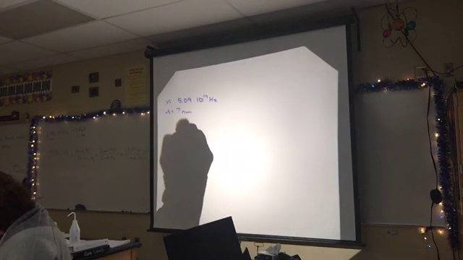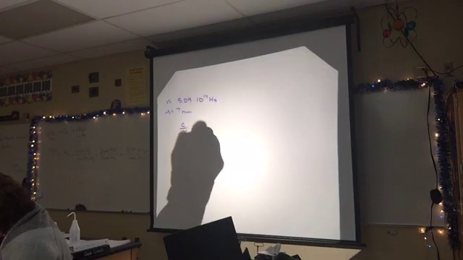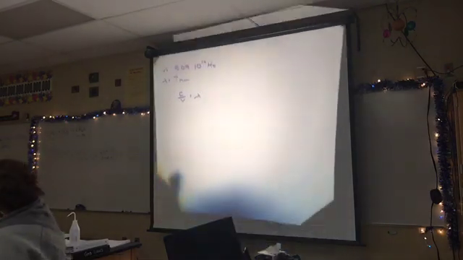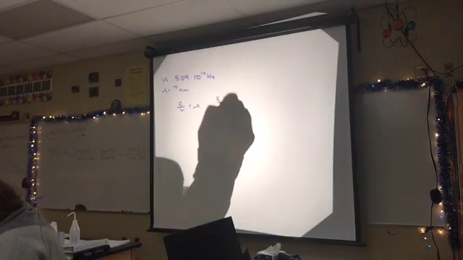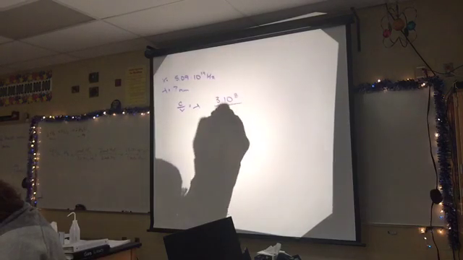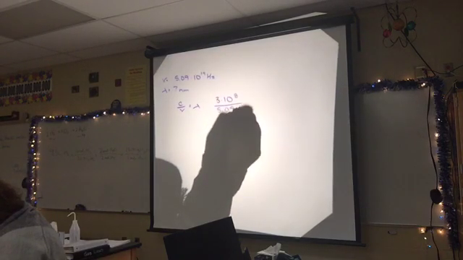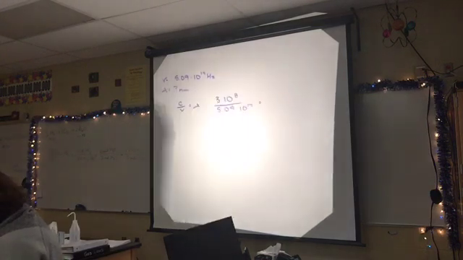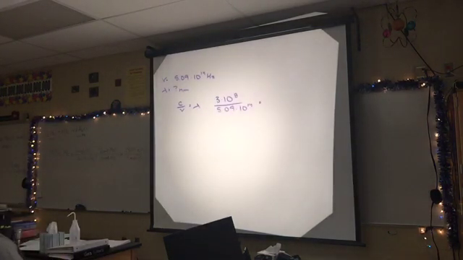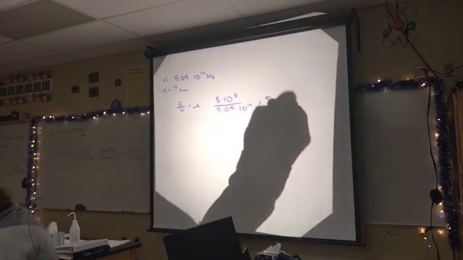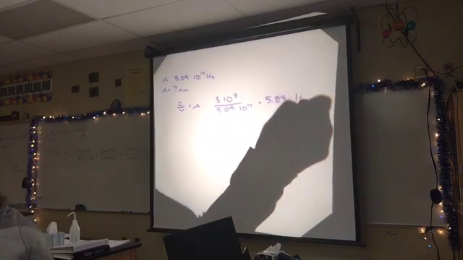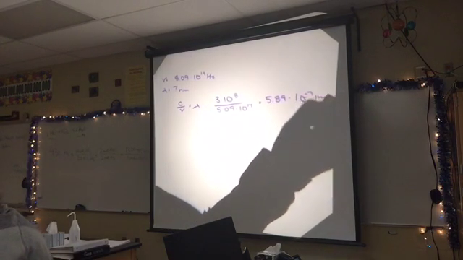So C over V equals lambda, correct? So 3 times 10 to the 8th over 5.09 times 10 to the 14th. I had 2.09, that's why I messed up. Divided by 5.09 E14, I got 5.89 times 10 to the negative 7th meters.